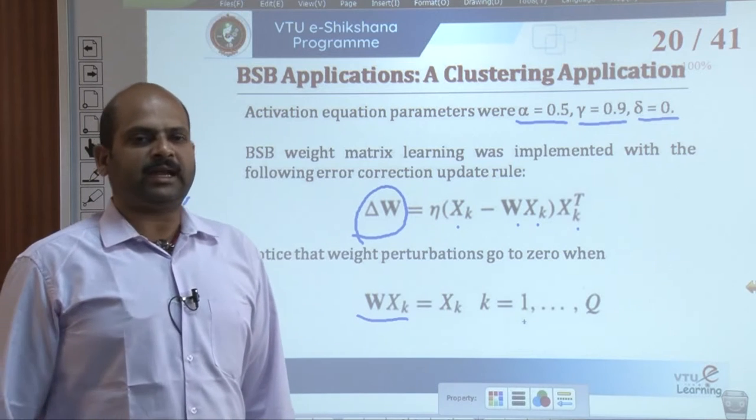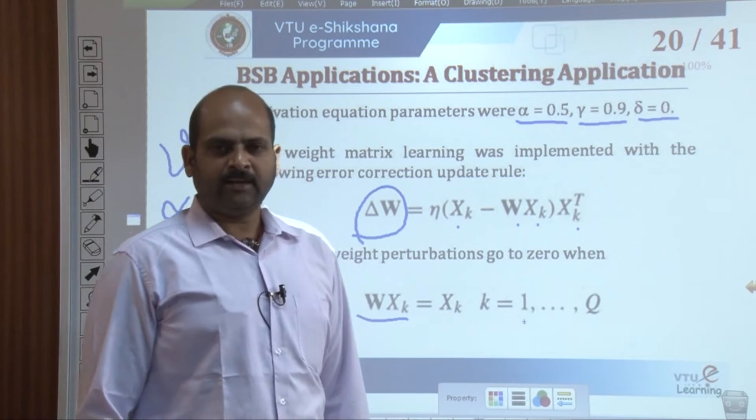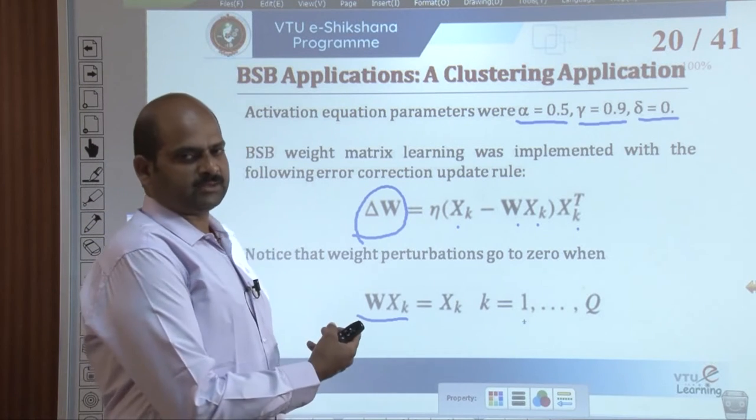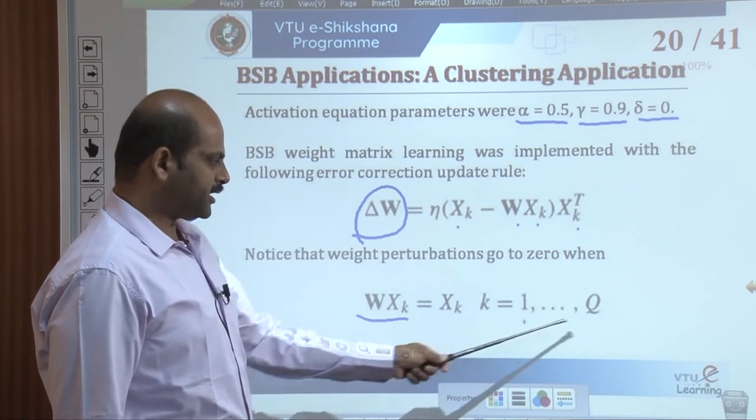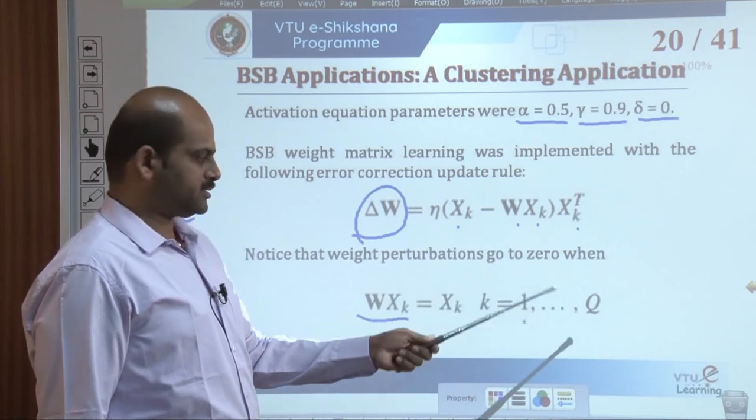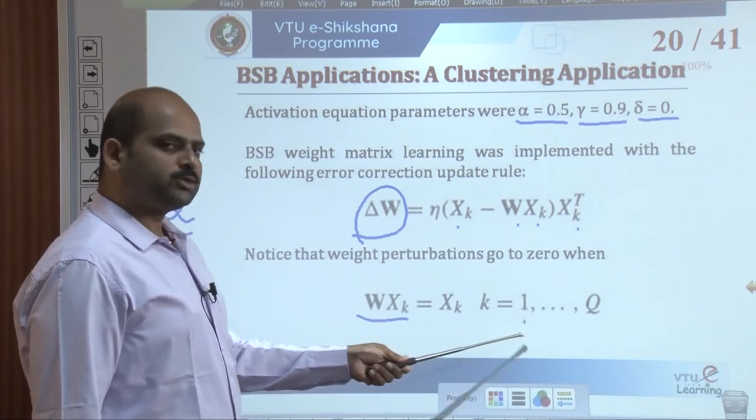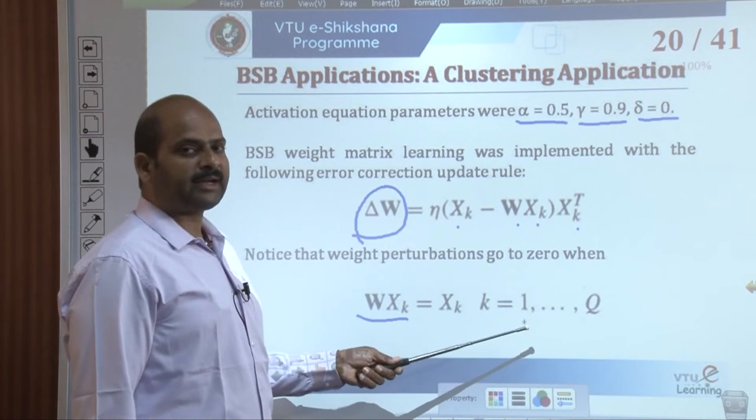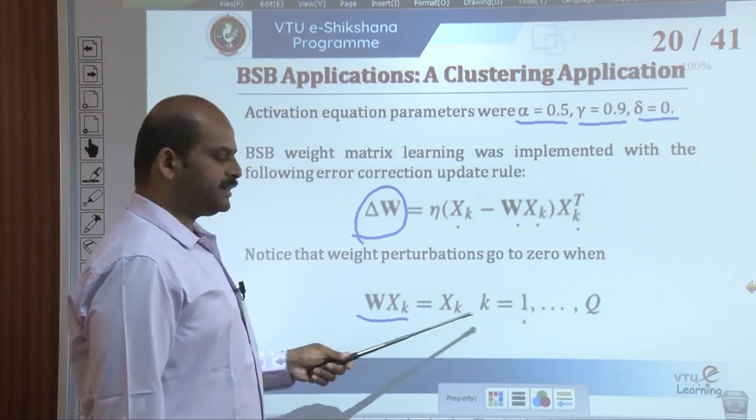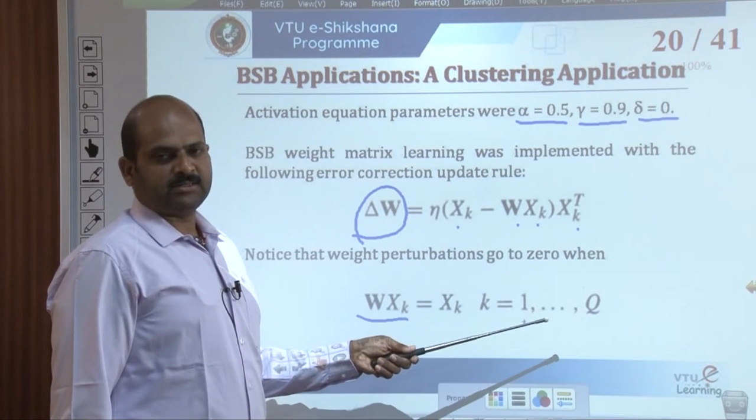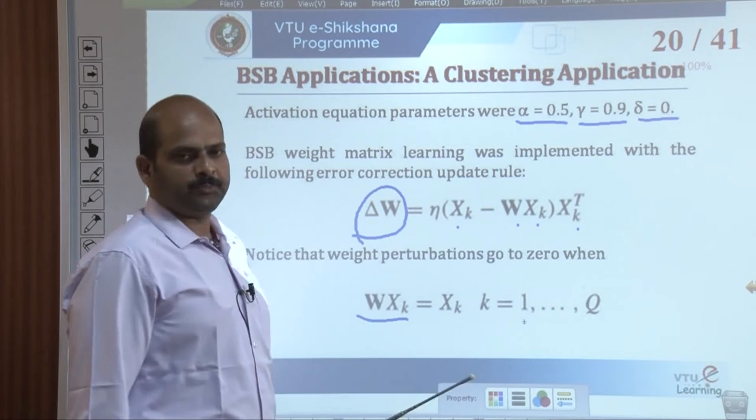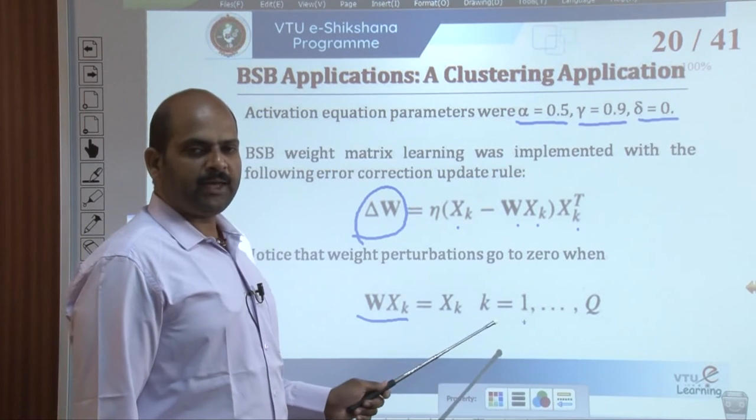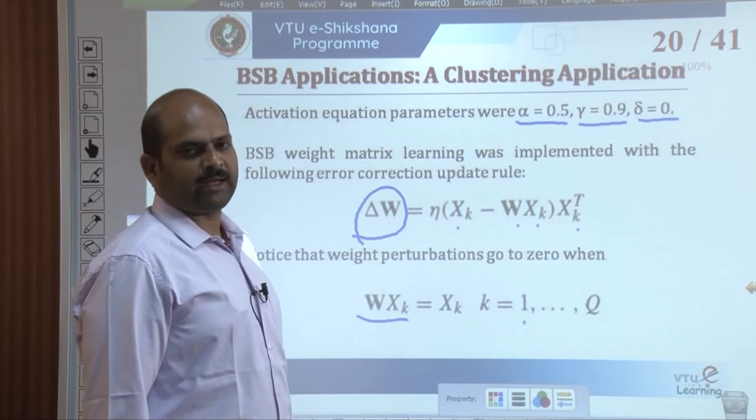This translates to saying that the patterns behave as eigenvectors of the weight matrix W, as we have come across with eigenvectors in the previous topic, with unity eigenvalue.